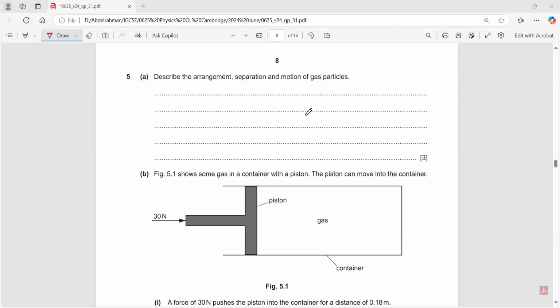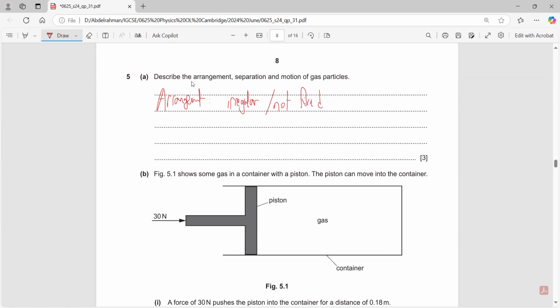Describe the arrangement, separation, and motion of gas particles. Arrangement, first of all, irregular. Yes. The separation, far apart. Yes. What about the motion? Motion, fast and random in all directions. Yes. So let's write them down. Arrangement, irregular arrangement. You can say random, not fixed.